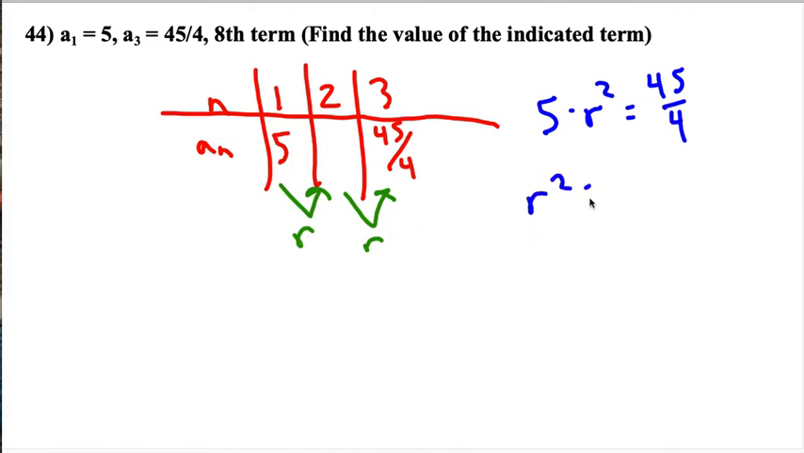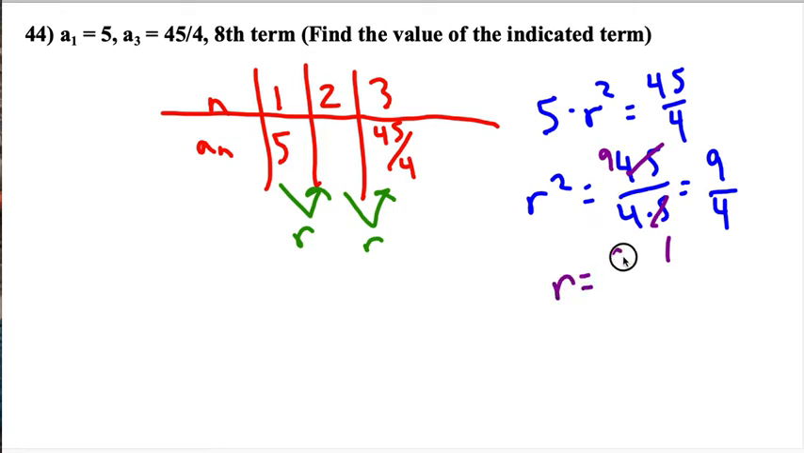It means r squared is, divide both sides by 5, what do you get? 45 over 20? Nah. You get 45 over 4 times 5. Why is that helpful? Because that's the same as saying 9/4, since 45 divided by 5 is 9. And when I take the square root, I'm going to get 3/2. Now, before you get too satisfied with yourself, don't forget you actually have to find the 8th term.